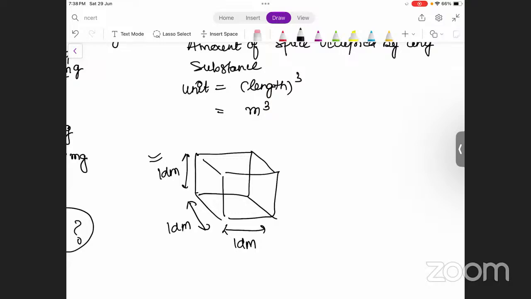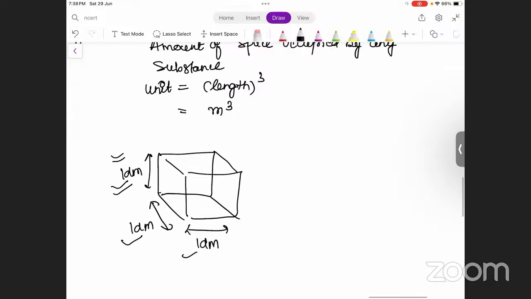So if I take a cube whose dimension is 1 decimeter by 1 decimeter by 1 decimeter, then the amount of substance that will come in this cube will be 1 liter. So how can I write this? I can write this as 1 liter is equal to 1 decimeter cube.